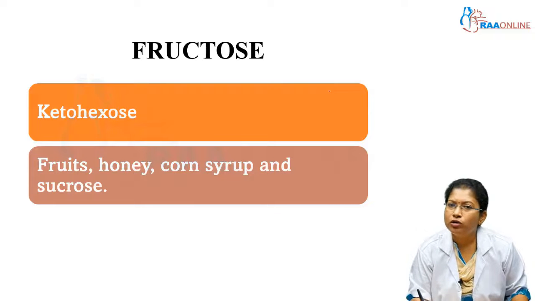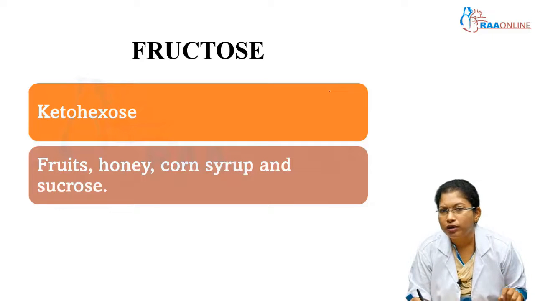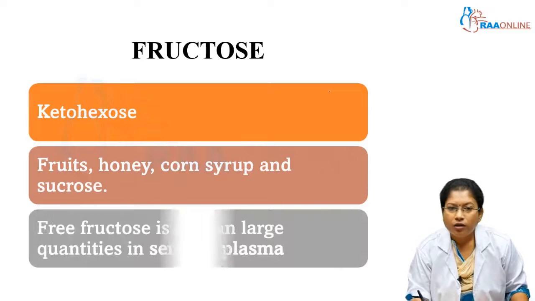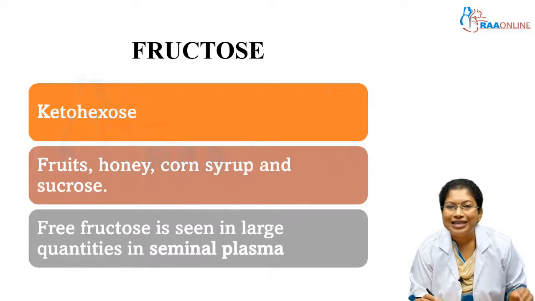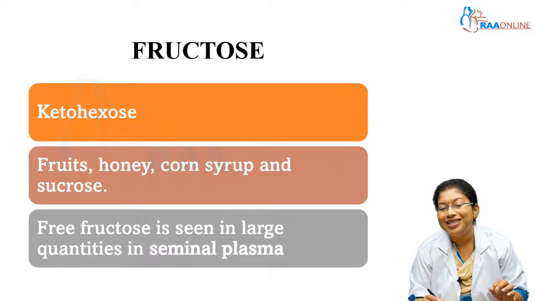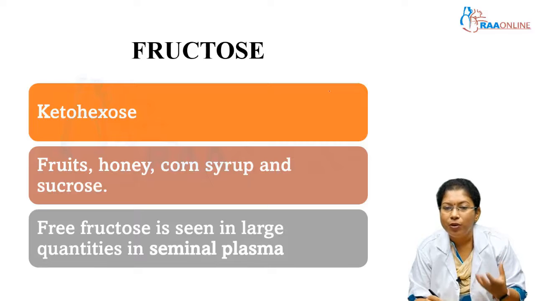Sucrose is a non-reducing disaccharide containing glucose and fructose. Free fructose is seen in large quantities in seminal plasma. So the semen contains fructose because sperm motility requires fructose for its energy.